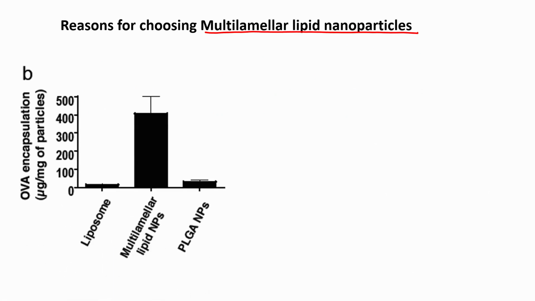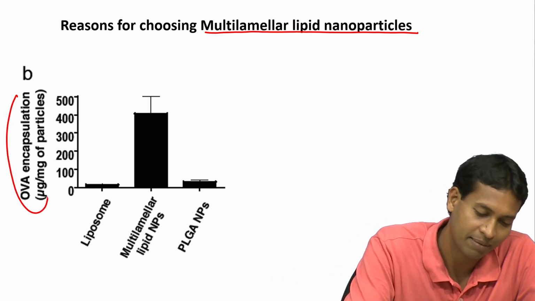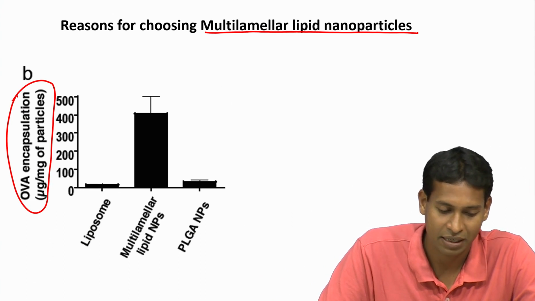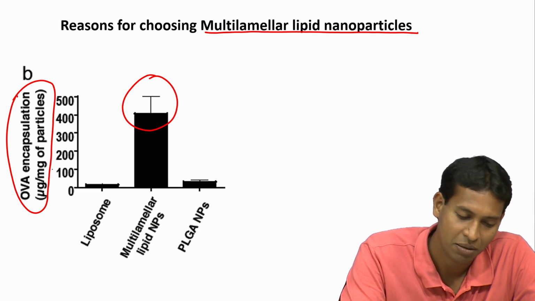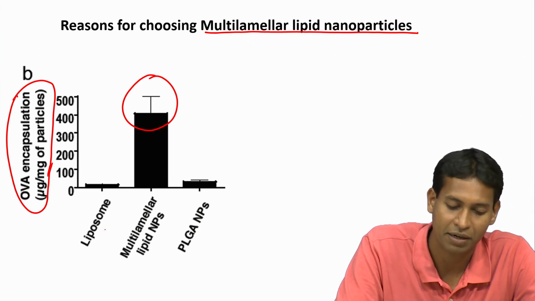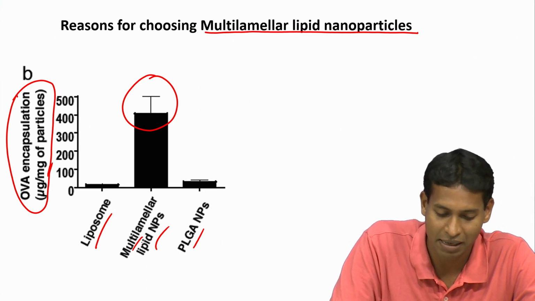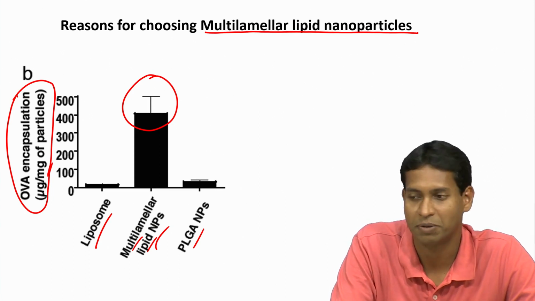Then they went ahead and honed in and decided to use multilamellar lipid nanoparticles. The major reason for that was they tried to use ova for encapsulation, which was acting as their antigen in their model, and they found that they could get a much higher amount of ova per milligram of their particle compared to the other two systems. So, the multilamellar lipid nanoparticles were able to encapsulate more, and that is why they decided to go with this particular system.